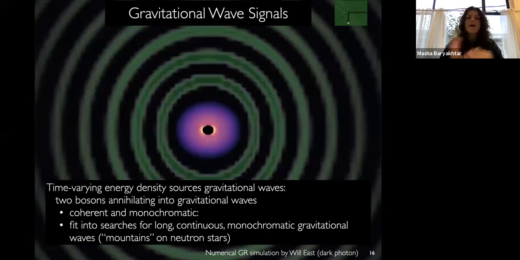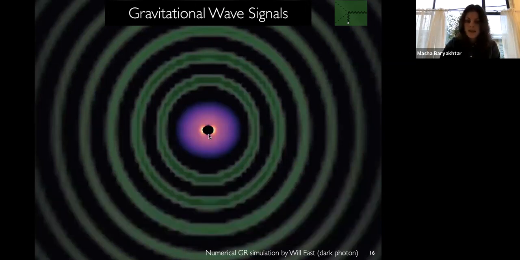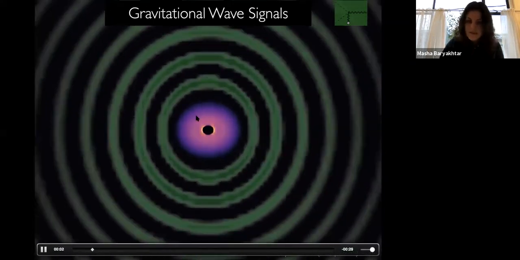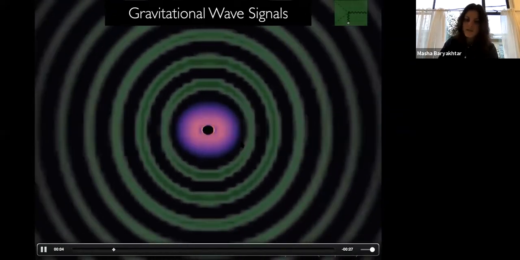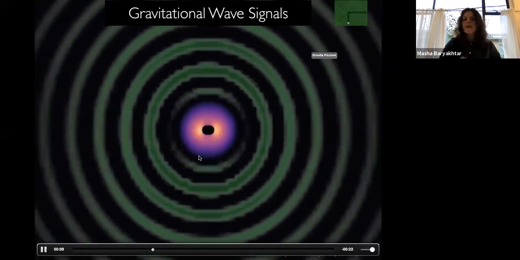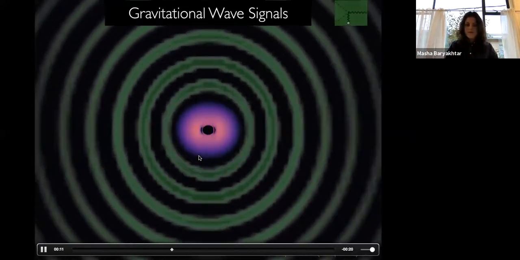So just to show you how that would look, this is a full numerical GR simulation by Will East that was visualized. Here you see a black hole in the center and a cloud of ultralight particles around it that was formed through superradiance. And you will see that it has this time dependence. Overall, there's some constant energy density, but there's a smaller component which is fluctuating in time and emitting these gravitational waves off to infinity.